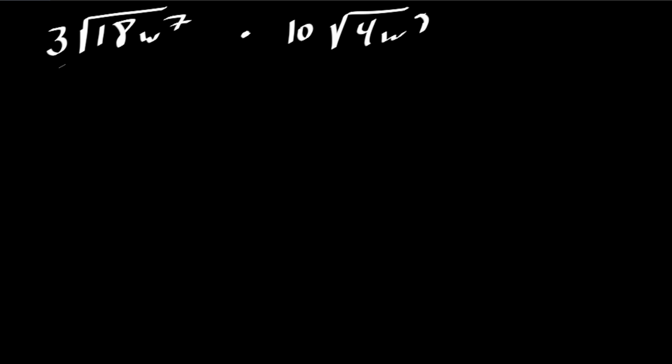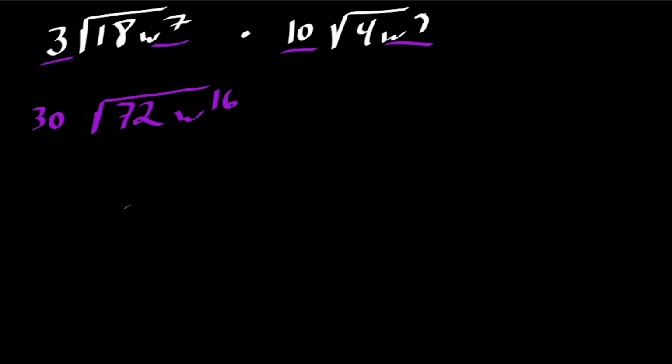All right, so now let's go through this. So first of all, the 3 and the 10 are going to multiply to make 30. So now let's multiply what's under the square root and leave it under the square root. So that's going to give us, let's see, 18 times 4 is 72. W to the 7th times W to the 9th. Once again, we're going to add those exponents. So it gives us W to the 16th.